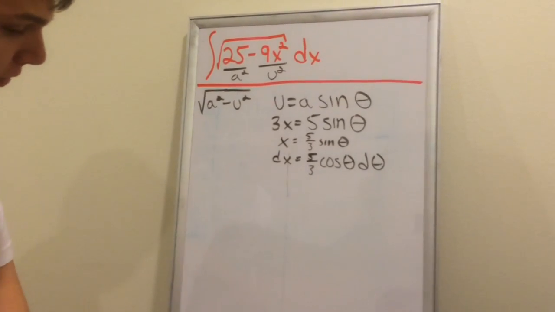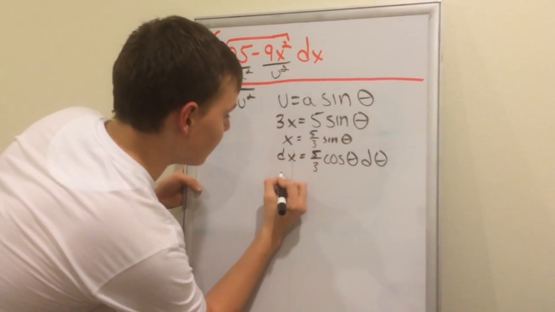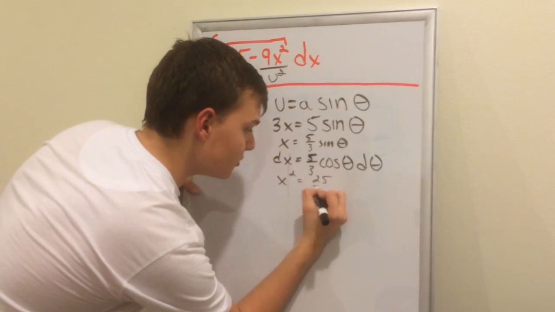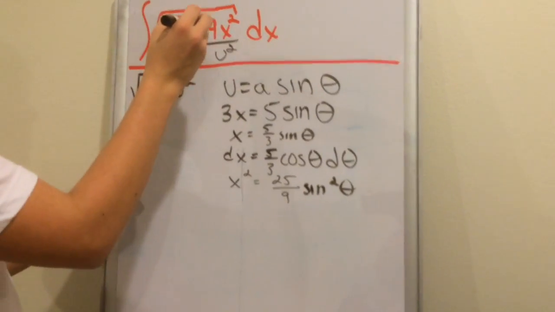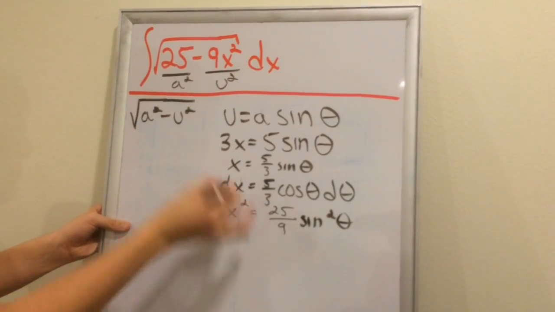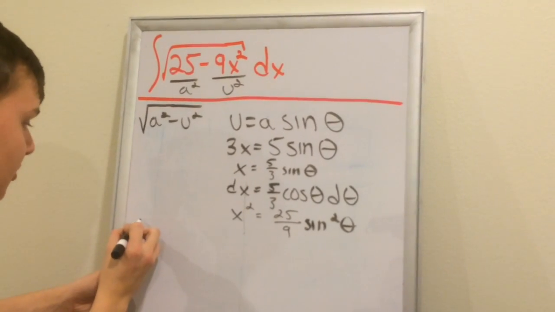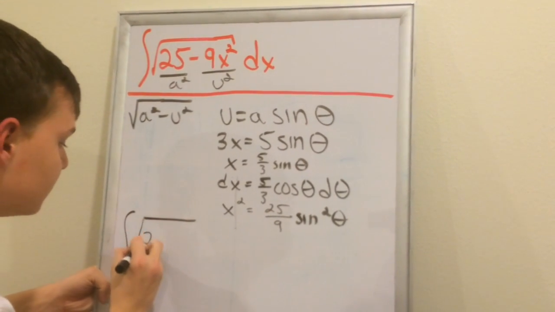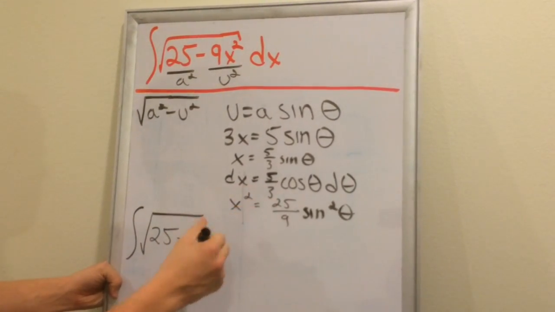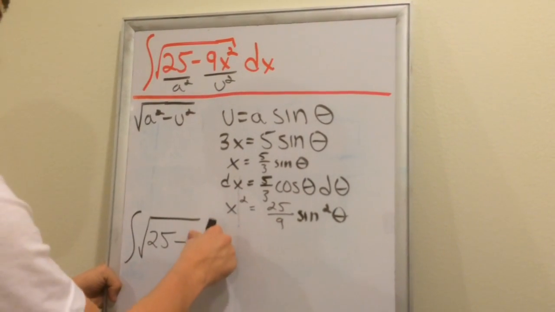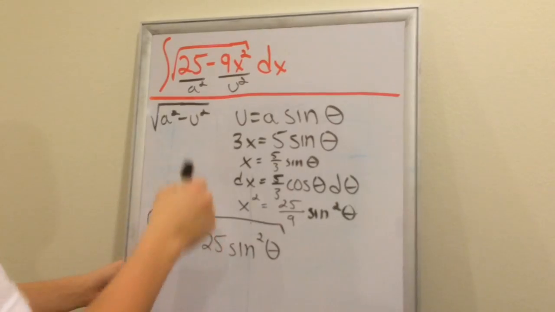From there, we can go ahead and solve for our x squared, which we will be using soon. So 25/9 sine squared of theta. Now from there, we want to take our original equation and replace our newfound variables into the original. So we have the square root of 25 minus 9 times x squared, which will be 25 sine squared theta. And then we have to multiply by dx.